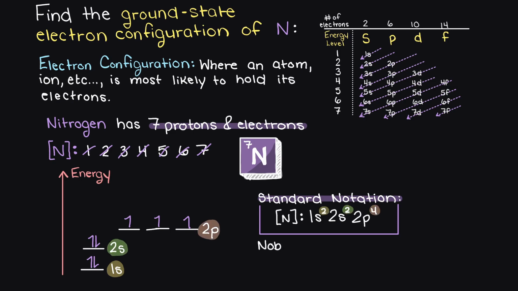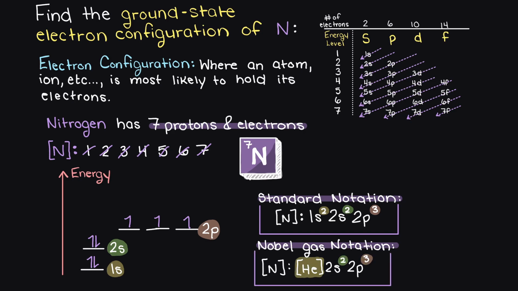Now, we need to rewrite it in the noble gas notation. The noble gas underneath nitrogen is helium, which has 2 electrons and a standard electron configuration of 1s2. Therefore, we can substitute this portion of our standard electron configuration notation and rewrite it to convert it into our noble gas notation like so.